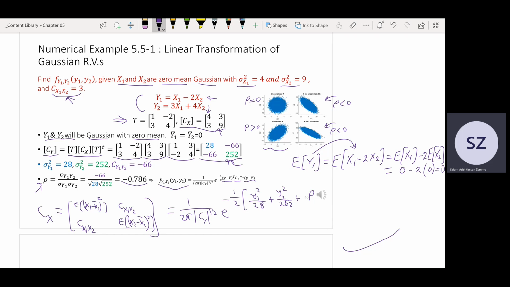Variance. So rho multiplied by variance x, which is 28, multiplied by 252, and then divide by.